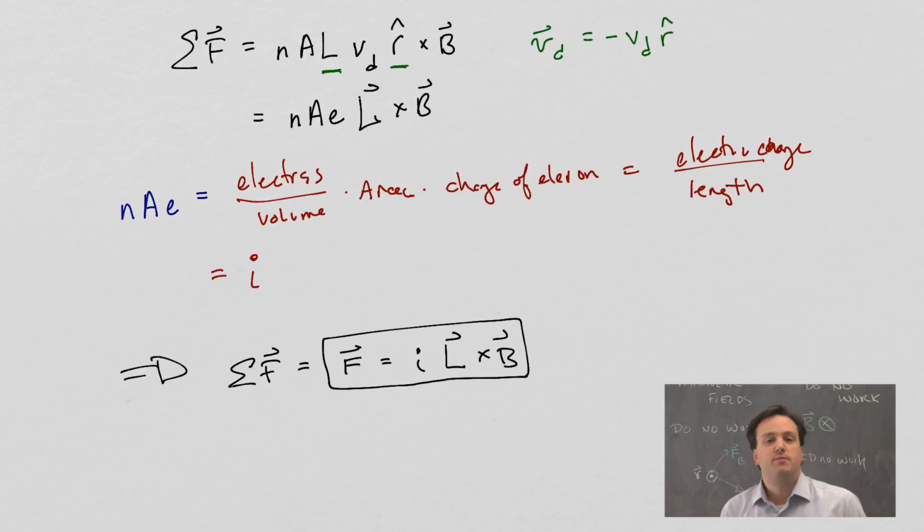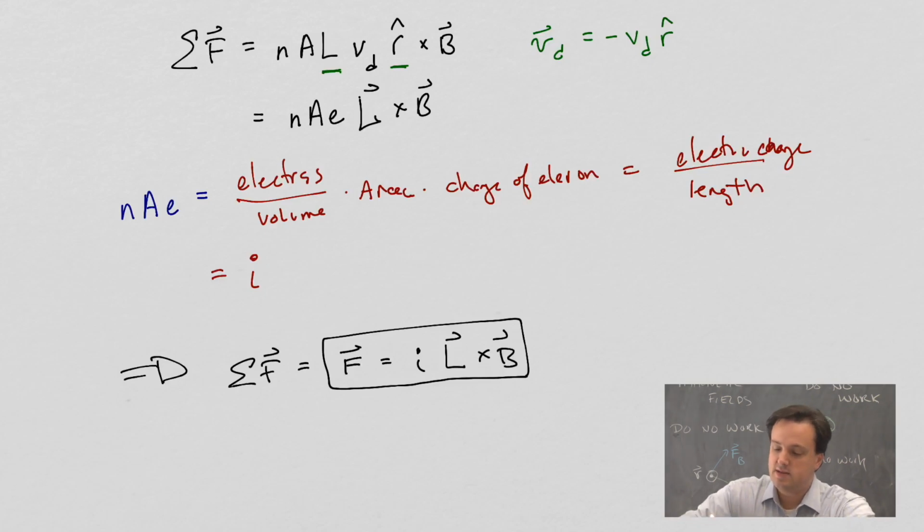And that's the expression that's known as the Lorentz force. So this says if I have a segment of wire which has some amount of current I flowing through it, and has some length L, and it's in some magnetic field B, then I can calculate the force on all of the current in that wire to be I L cross B.